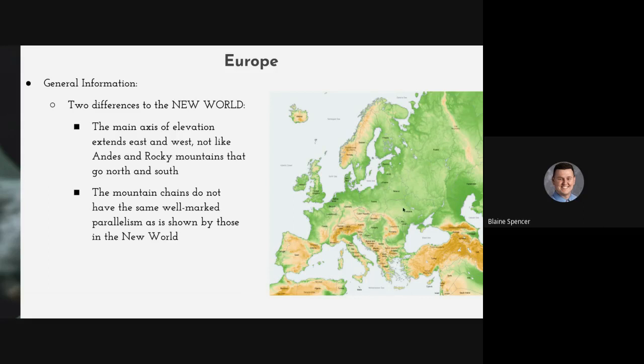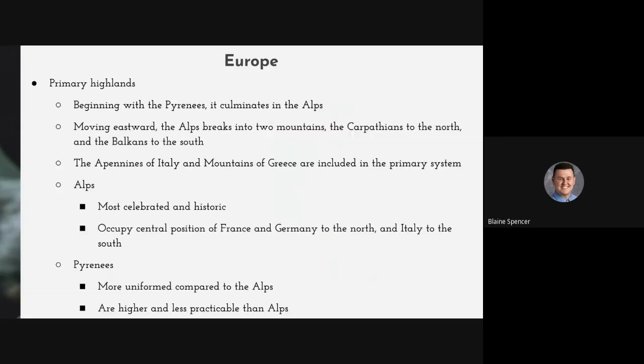Good job. All right, so let's break down the primary highlands. Okay, so the primary highlands begin with the Pyrenees, and it culminates with the Alps. Okay, so that region is going to combine right there.